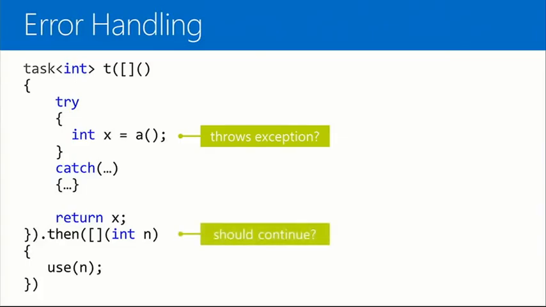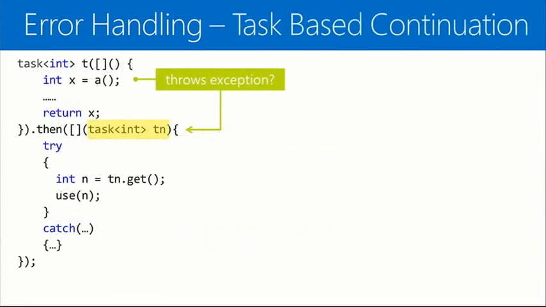Now the big deal is, what is the semantics of continuation? Should I continue? If I do continue, what is the value that T should return? Like, should it return a dummy value? Should it return a null value? What should it return? And what should the continuation actually do with the value when the previous task has thrown an exception? So it doesn't quite align with what the developer was trying to express.